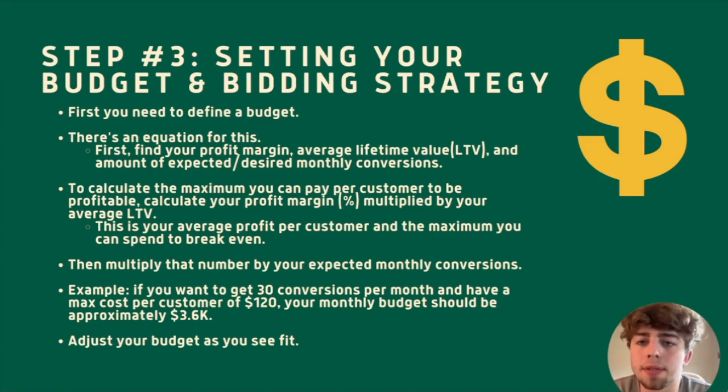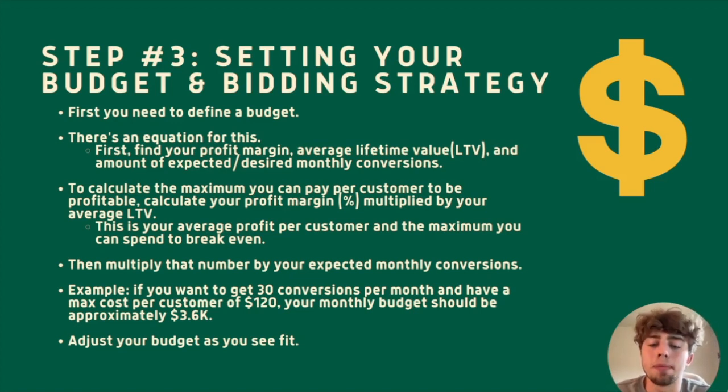So step 3 is to find your budget and your bidding strategy. So first you need to define a budget, and there's actually an equation for this that can help you stay profitable. So first, you actually need to find some information about your business. You need to find your actual profit margin, your average lifetime value, which is the average amount that a customer brings in over the course of their lifetime. So take every dollar that a customer has ever spent with you and divide it by the number of customers. That's your average lifetime value.